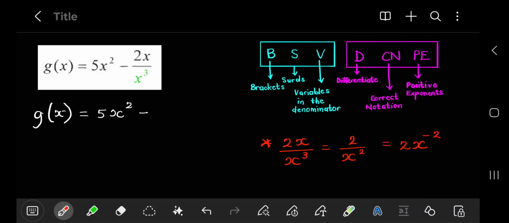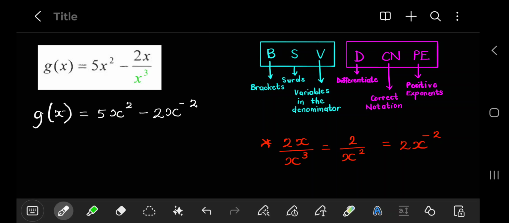Remember, your aim here is that you do not want variables in the denominator. All of your variables have to be in the numerator, and whenever we interchange, when we take a variable from the denominator and put it in the numerator, the sign of its exponent changes. So that second term becomes 2x to the power negative 2. Now remember, there was a minus in front of it, so it's actually negative 2x to the power negative 2.